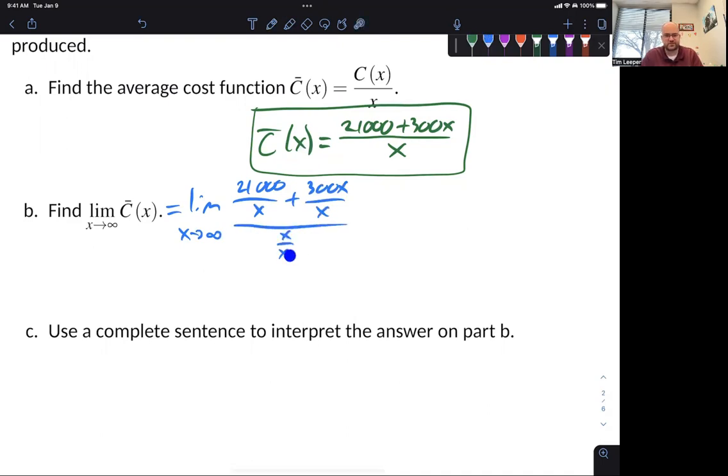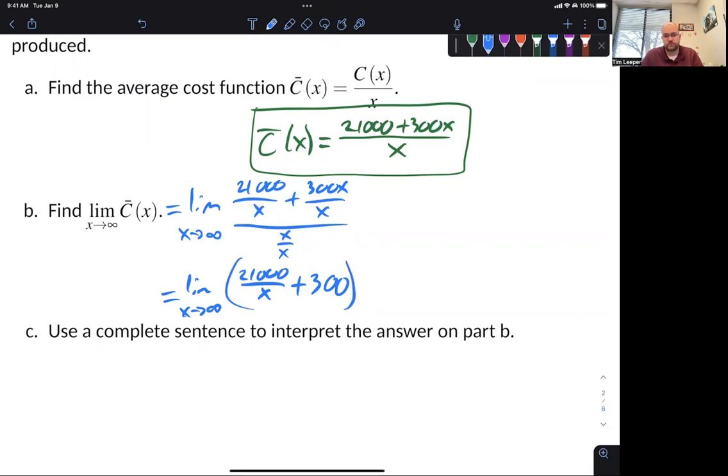Now notice that x over x is just 1. 21,000 over x is just 21,000 over x. So we have the limit as x goes to infinity of 21,000 divided by x, and then plus 300x divided by x. The x's cancel. We're left with 300. Notice that in the denominator here, we don't need it because it's just 1 already. There's no reason to deal with it.